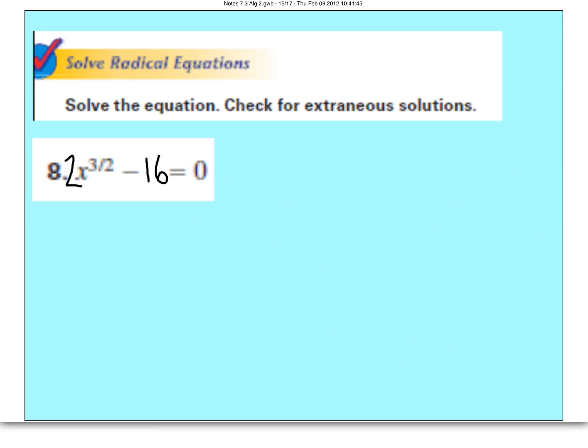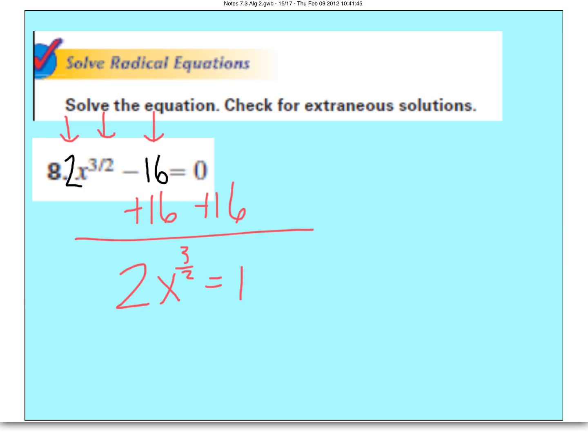Let's look at just one more when we have rational exponents. And we have 3 things here we have to move. We have to move the 2, the little 3/2 power, and the negative 16. Clearly, the negative 16 is the furthest out, so let's do that one first by adding 16. So we're left with 2 x to the 3/2 equals 16.